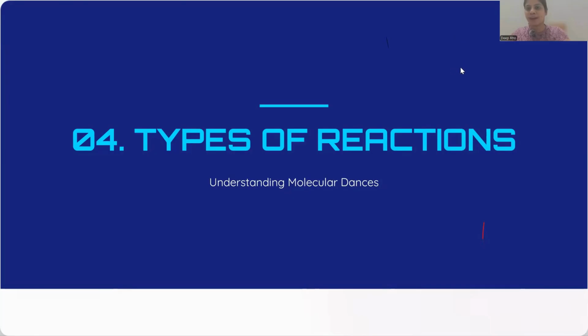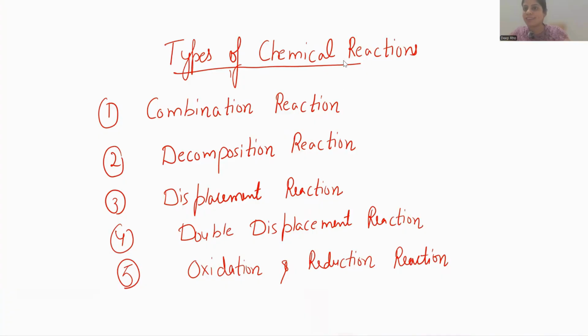So in today's class, we are going to do chemical reactions and equations part 2, types of chemical reaction. We have seen different types of chemical reaction. Let's do that. What are these types of chemical reaction? First, combination reaction, decomposition reaction, displacement reaction, double displacement reaction, oxidation and reduction reaction. In today's lecture, we are going to cover all these chemical reactions.